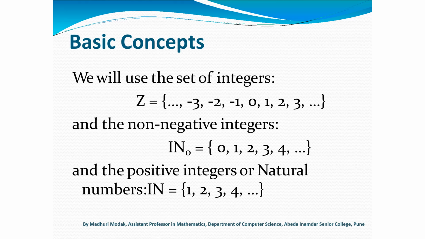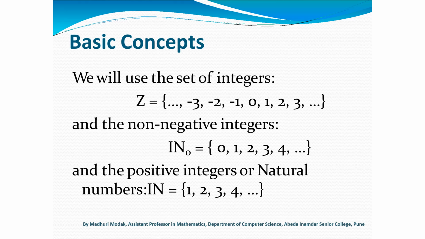These are basic concepts. In school also we have studied the set of natural numbers, the set of integers. So remember what the set of integers is. It is denoted by Z. So it contains the numbers 0, 1, 2, 3 and so on, minus 1, minus 2, minus 3 and so on. So Z contains 0 together with all positive integers and negative integers.